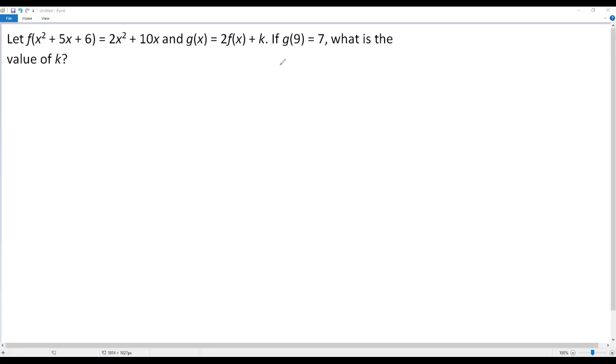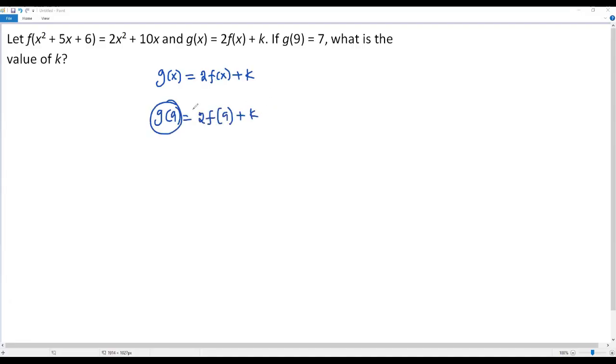Using the given information, we have to find the value of the constant k that we have in the function g(x). Let me take the function g(x) as it is. That is g(x) = 2f(x) + k. Here we have the information that g(9) = 7. That is, when the value of x is 9, the value of the function g is 7. So we have to plug in this 9 for x over here and here. Then I'm getting g(9) = 2f(9) + k.